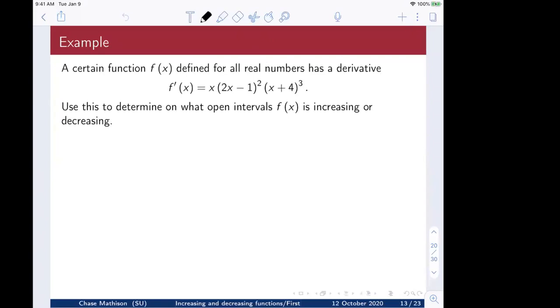All right, so we want to check and see on what intervals f is increasing or decreasing. So how do I do that? How can I tell if f is increasing? Here we don't even have f. I only have f prime of x. So how can I tell where f is increasing given f prime?